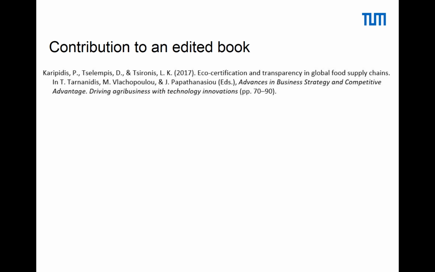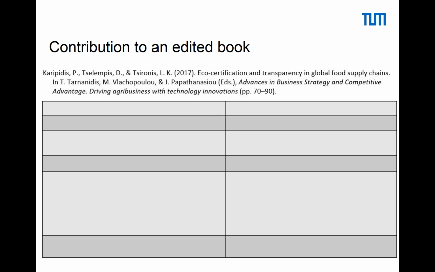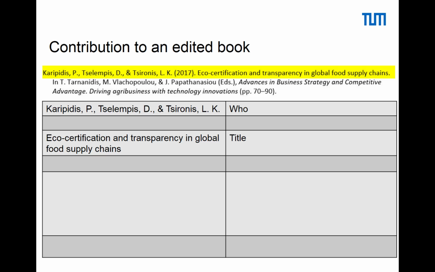Now let's have a look at the contribution to an edited book. In an edited book, several articles by different authors are combined in one book. An article is also called a contribution or an essay in an edited book. The author and title of the source are here author and title of the contribution you are looking for. Sometimes it is difficult to distinguish it from the editor and the title of the book in which the contribution was published. Often you will find the lead word "in" here, which means the contribution was published in the book.